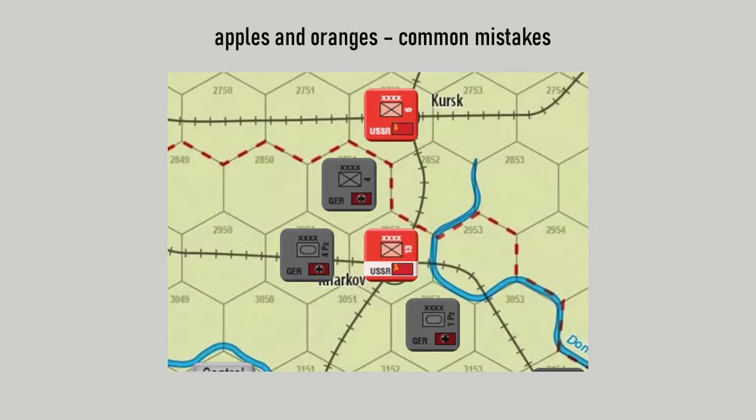Let's have a look at another one of these. I call this one apples and oranges. This is understanding that there are different types of result on the combat table, and therefore you need to compare the probabilities of those different types of results. In this case, severe weather has set in. The German player wants to take Kharkov. Killing the 13th Infantry would be great, but the objective is to take Kharkov.